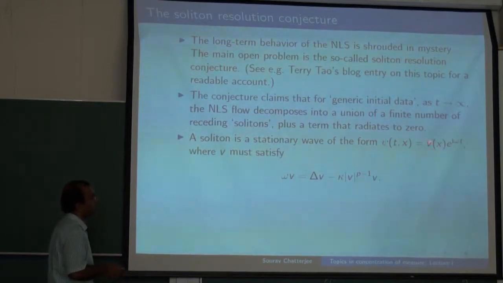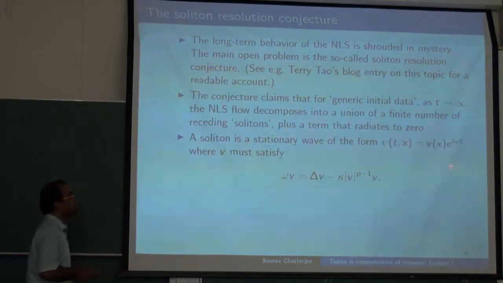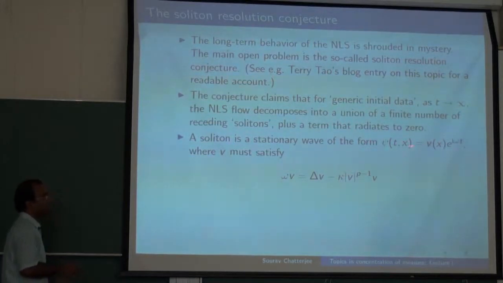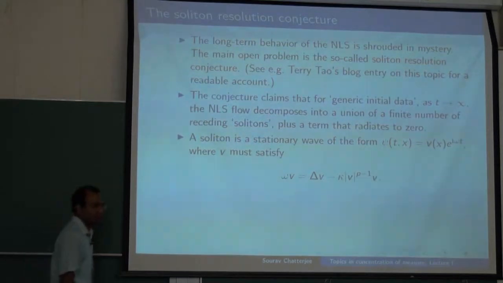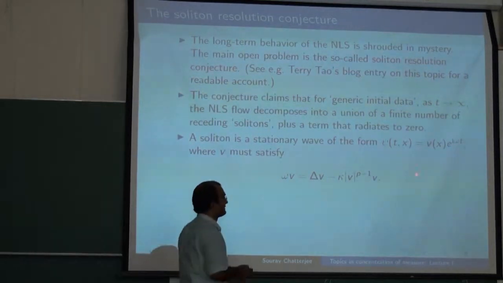So there is a space part and there is a time part which comes out only in the phase. So if you take the amplitude, it's constant. So it's V(x) times e^{iωt}. And if psi is to satisfy the NLS equation, then V must satisfy this. Okay. So the main interest is in this function V.